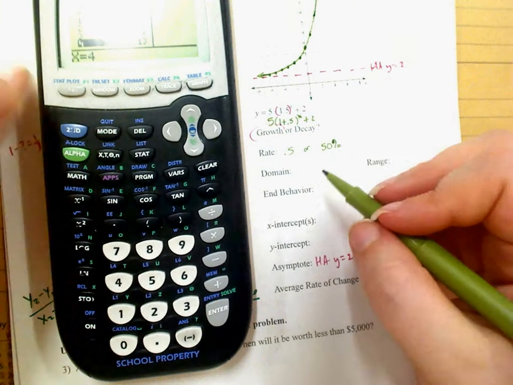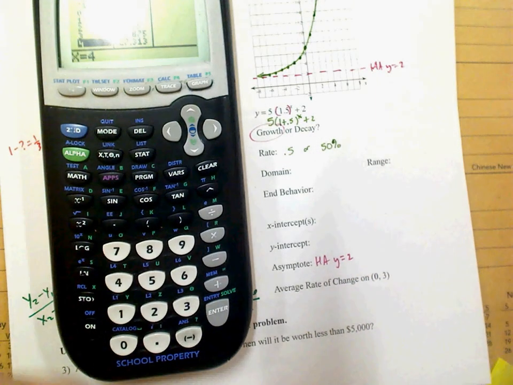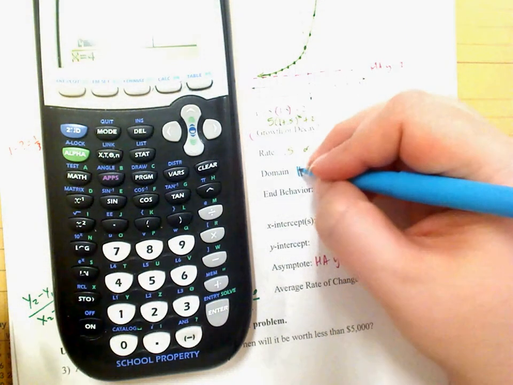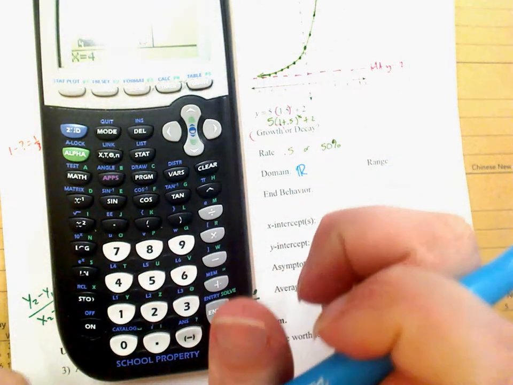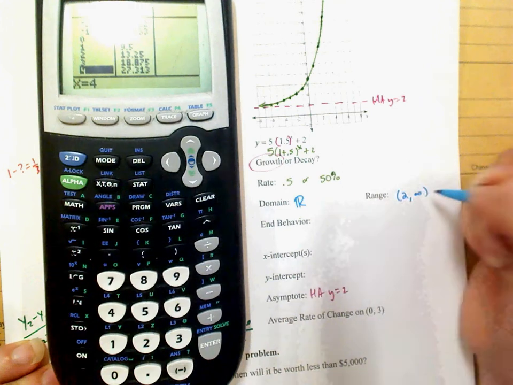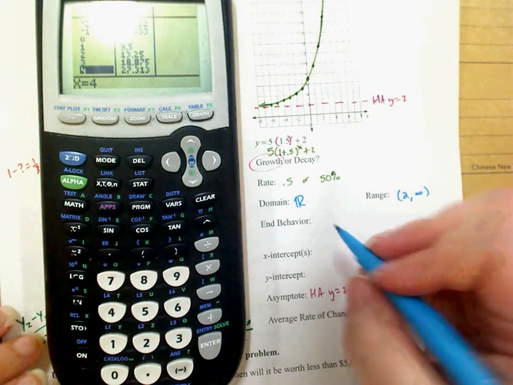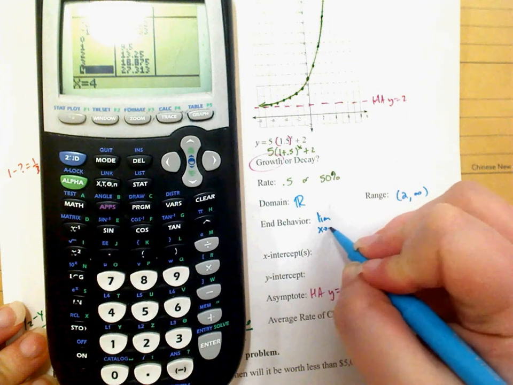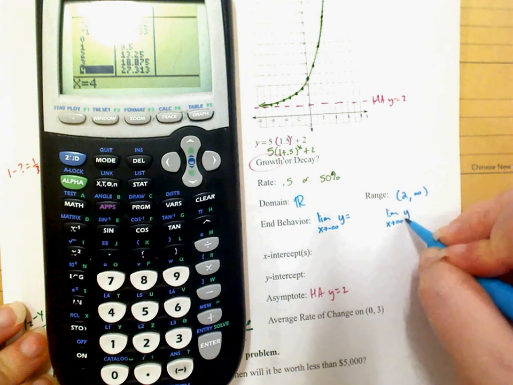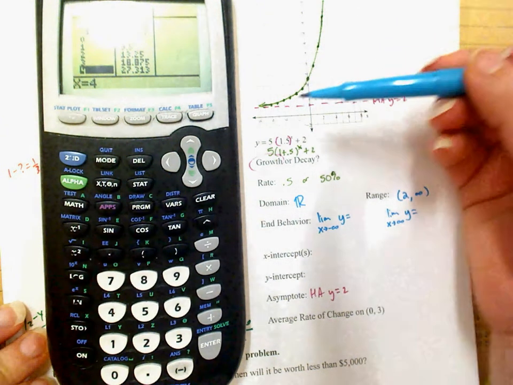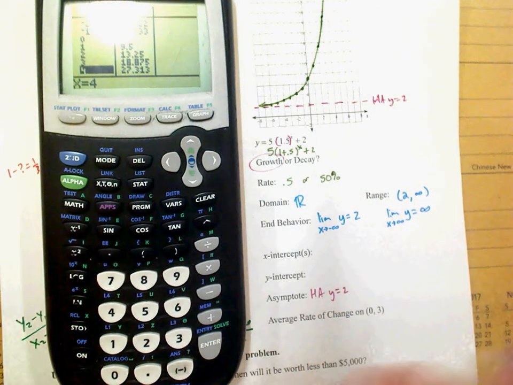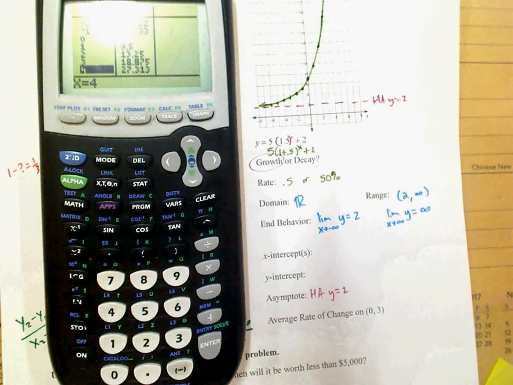Domain is from left to right, and domain of exponential functions is always all real numbers. Range, however, is limited by the horizontal asymptote, so the lowest it goes is 2, and the highest it goes is up to infinity. The end behavior: as I go to the left, what's the function approach? And as I go to the right, what's the function approach? So as I go to the left, the function is approaching the horizontal asymptote 2, and as I go to the right, the function is going up to infinity. So like I said, your answers will always be either infinity or the horizontal asymptote.